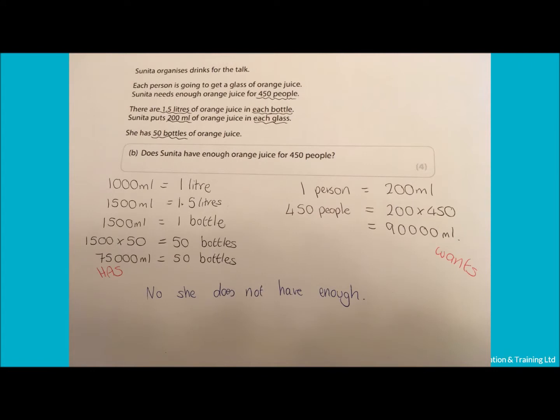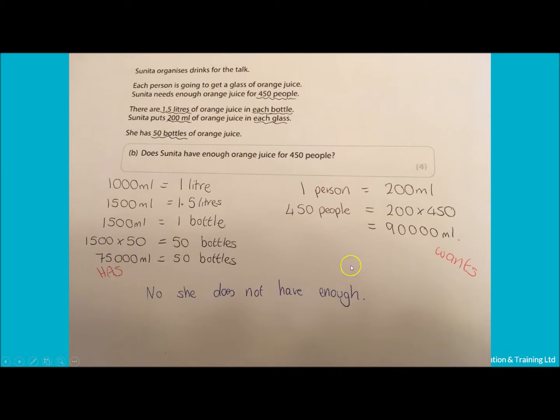Now what I often do with these type of questions is split them into wants and haves. What we worked out earlier is what she has, and then what we worked out just now is what she wants to have. So we worked out she has 75,000 millilitres, but she wants to have 90,000 millilitres. Always make sure we answer the question. We've done all the maths. Does she have enough? No, she does not have enough.